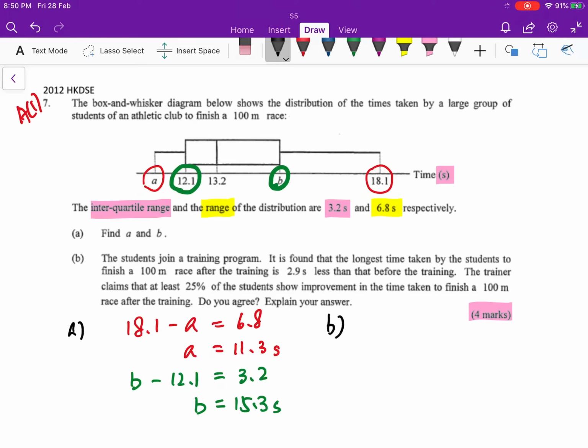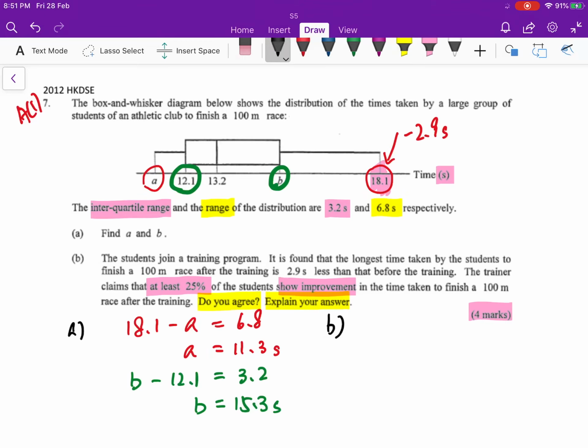So now let's take a look at the B part together. The B part says that the students join a training program. It finds that the longest time, remember, this is the longest time taken by the students to finish the 100 meters after the training is 2.9 seconds less than before the training. The trainer claims that at least 25% of the students show improvement. Do you agree? Explain your answer.